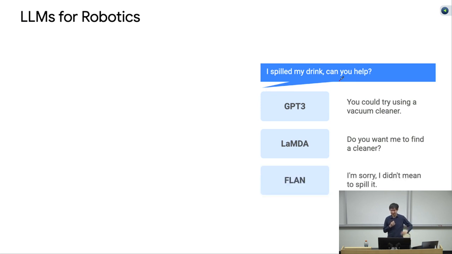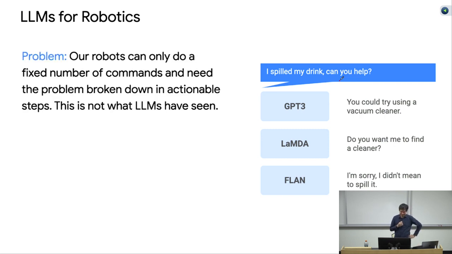Flan, which is another language model, said, I'm sorry, I didn't mean to spill it. It has some personalities. But the problem is, our robots can only do a handful of tasks, right? And we really need this long horizon task to be broken down into actionable steps, smaller steps. But the large language model does not know what kind of thing robots can do. It is not trained for it. In all the training data, it's a text and image on the internet, so it has no idea.